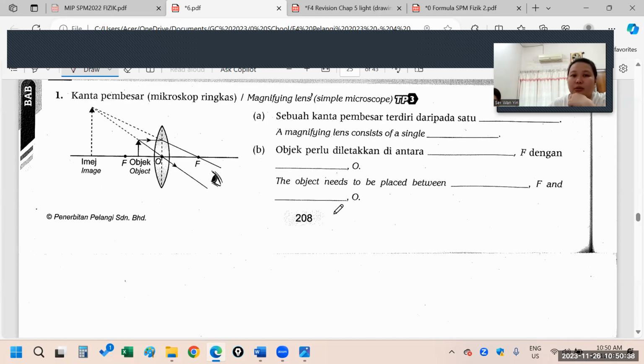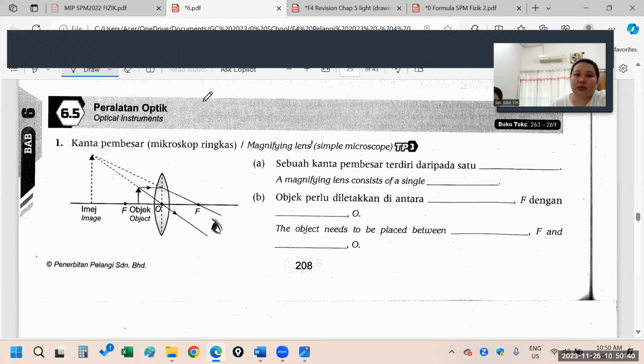Okay, now optical instruments. So now we join two lenses. For what? For telescope and microscope. Telescope, 望远镜. Microscope, 放大镜.